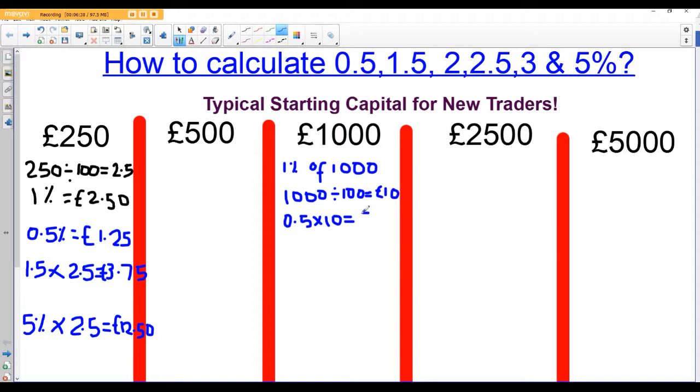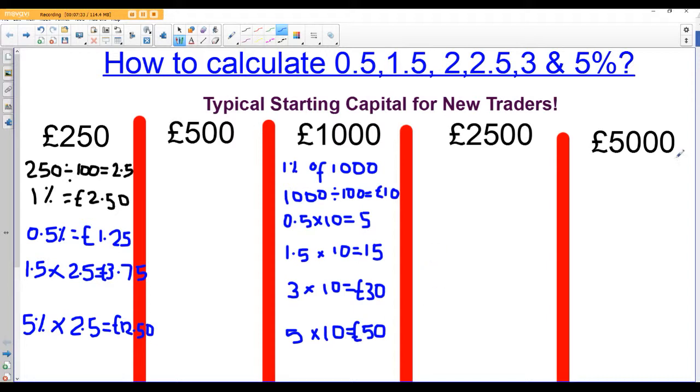If I decide that I'm going to risk 0.5%, that's 0.5 times 10, and you can always do that in the calculator, which gives you 5. If I want to risk 1.5%, it's 1.5 times the 10, because remember the 10 is 1%, and that would give me 15. You just do it on the calculator, guys. If I decided I was going to go up to, say, 3%, it's 3 times 10, which gives me £30. If I decided I was going to risk 5%, I would do 5 times 10, which would give me £50. So that would be my risk if I decide I was going to risk £50 in that trade.